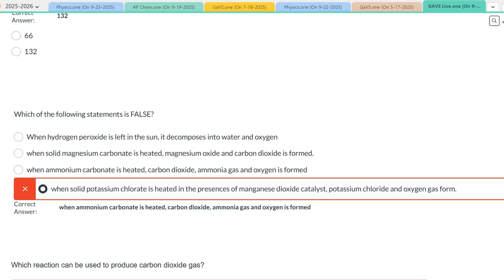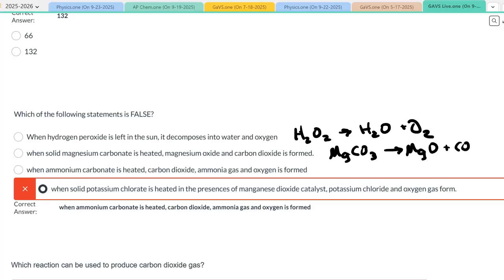Simple decomposition reactions have some predictable products, and all of these are decomps. This is a decomp because this is H2O2 goes to H2O and O2. This is MgCO3 and it goes to MgO plus CO2. And the thing is, you have to basically just memorize what hydrogen peroxide does. For any metal carbonate, they will decompose into a metal oxide and liberate carbon dioxide gas.